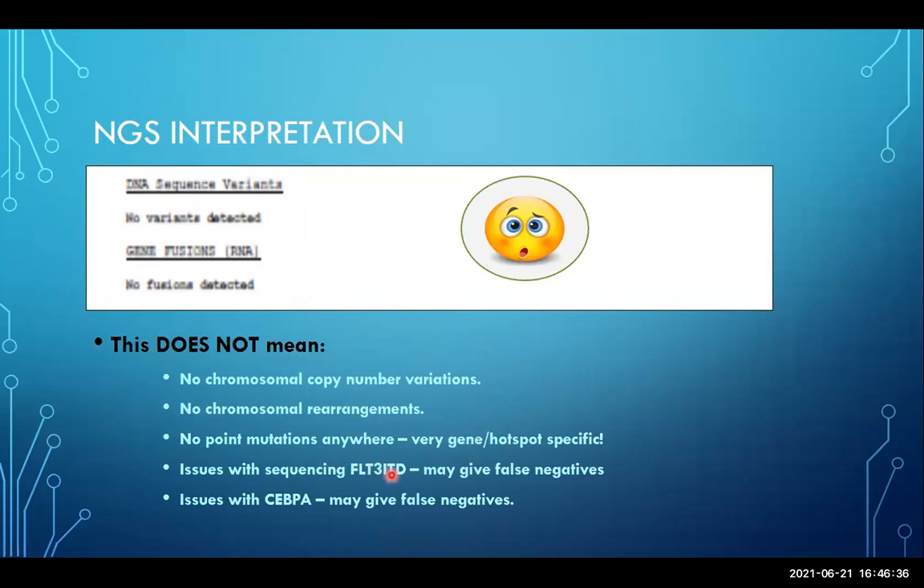And you can also have issues with FLT3 ITDs. I know that they've improved things a lot, but depending on where they are and how big they are, you may get a false negative for that. And there are issues with the CCAAT enhancer binding protein alpha, which can also give false negatives because of the GC-rich region. So you need to bear those all in mind when you get a negative report.